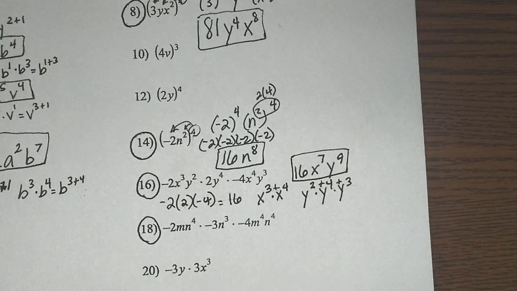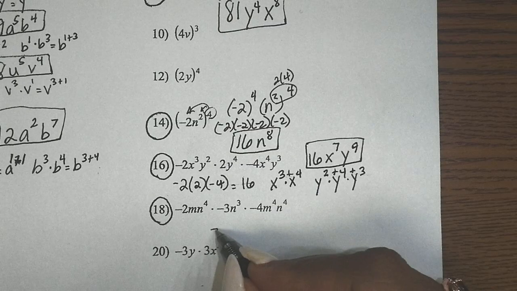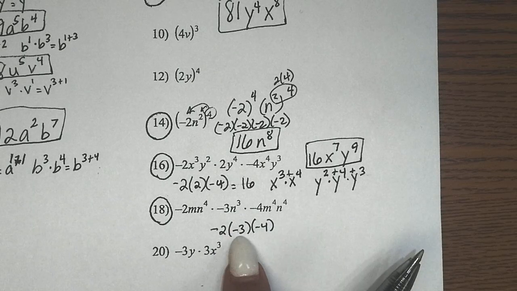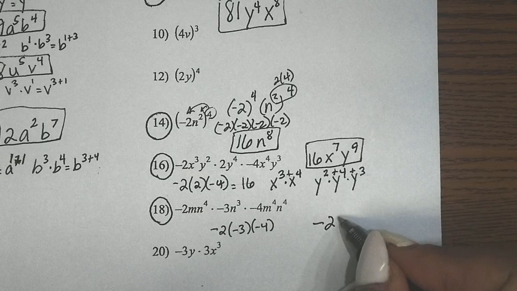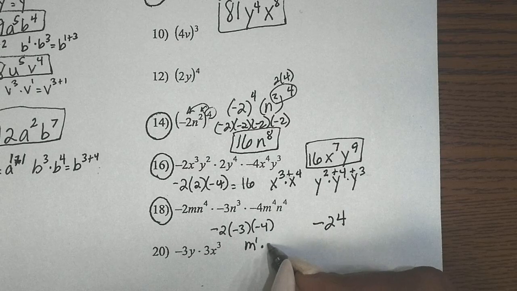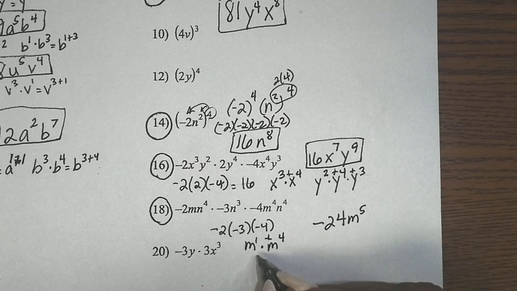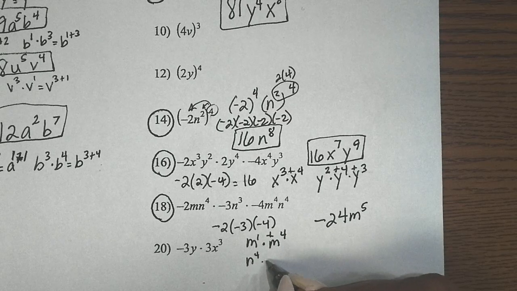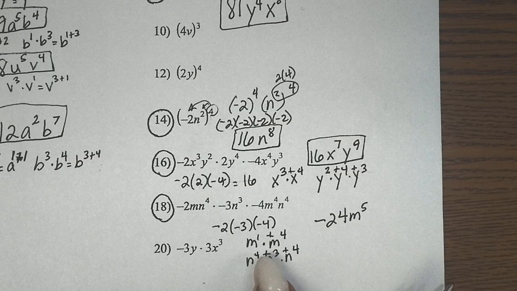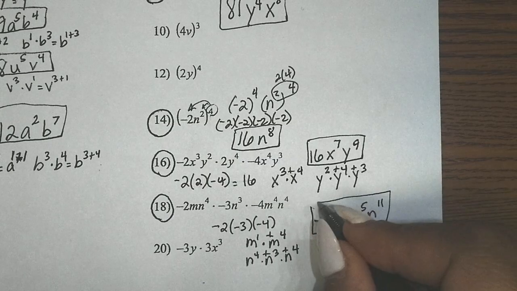Alright, number 18. Negative 2 times negative 3, negative 4. So we got negative 2 times negative 3 times negative 4. We got positive 6 here, times negative 4 is negative 24. Then I have to do the m's. So I have m to the 1 times m to the 4. And again we add, so that's m to the 5th. And then now my n's, we have n to the 4th times n to the 3rd times n to the 4th. And what do we do with those? We add them. So 4 plus 3 is 7, plus 4 is 11. And that is my product.